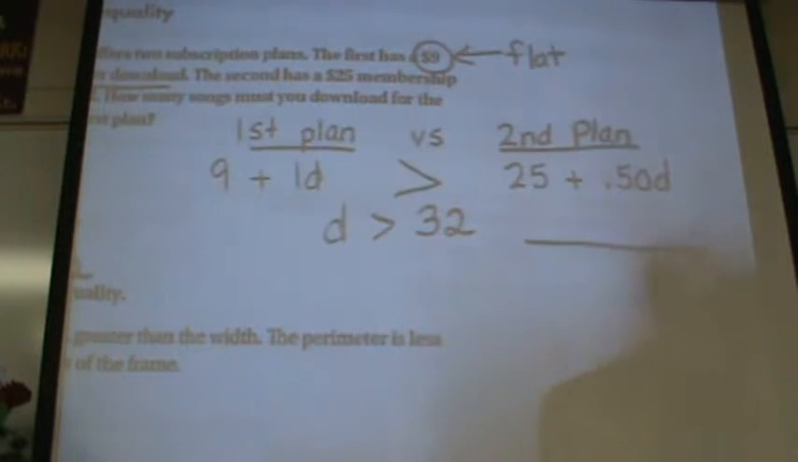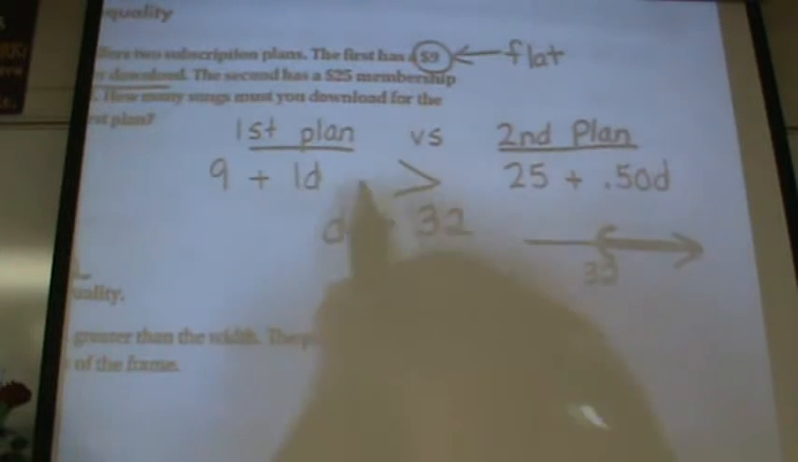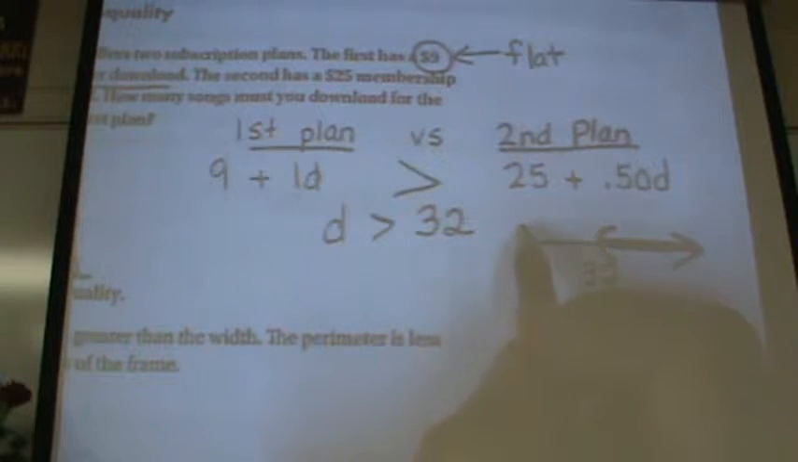So let's graph this answer. So 32 is our critical number. We want to say more than 32 downloads. Anything more than 32, but not 32. At 32, both plans would be equal to each other. So if I downloaded 32 songs, it wouldn't matter which plan I went with.